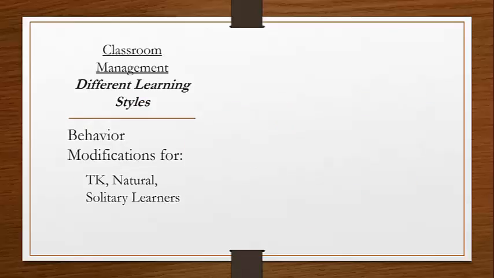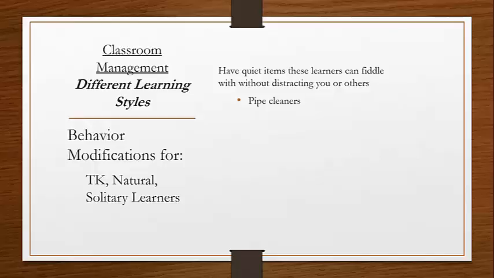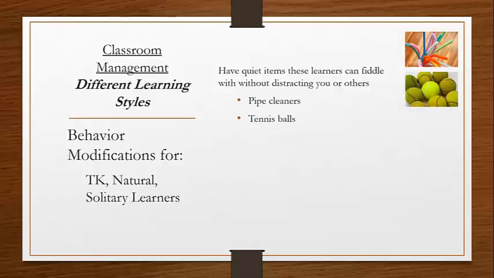So we're still with the tactile kinesthetic, natural, and solitary learners. With these types of learners, it's really great to have quiet items that they can fiddle with that are not going to be distracting to you or to others. This would be pipe cleaners, tennis balls, a sponge, great for squeezing.